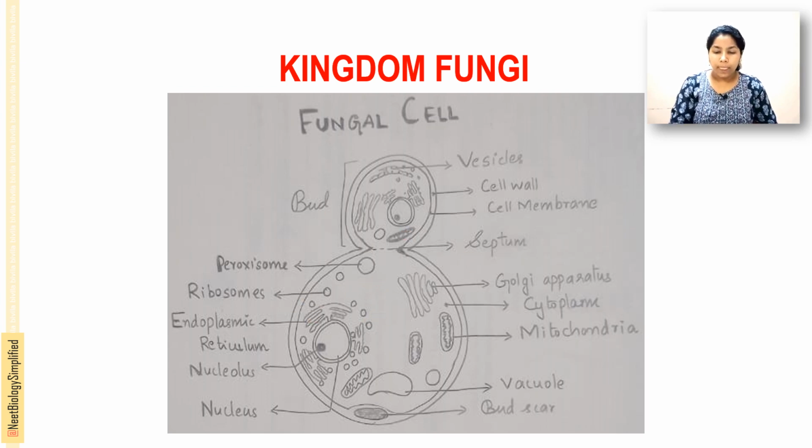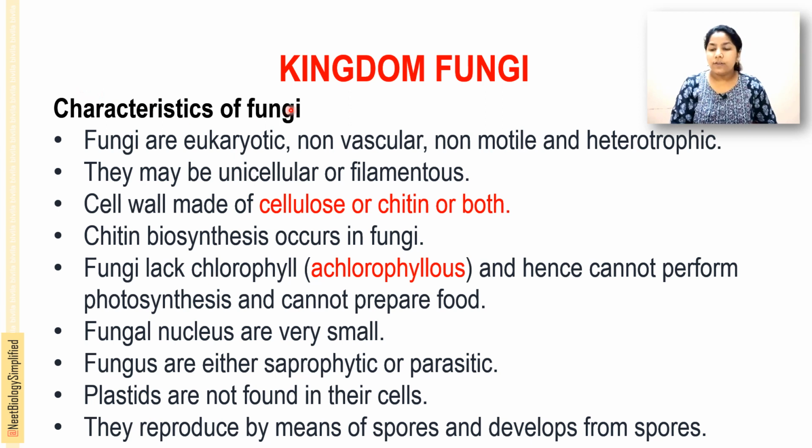And the characteristics of fungi: the fungi are eukaryotic, that we discussed, right? They are non-vascular, non-motile and heterotrophic. They don't have chloroplasts, right? And they may be unicellular, multicellular or filamentous forms. And the cell wall is made up of chitin, cellulose or both. Chitin biosynthesis occurs in fungi as chitin is present on the cell wall.